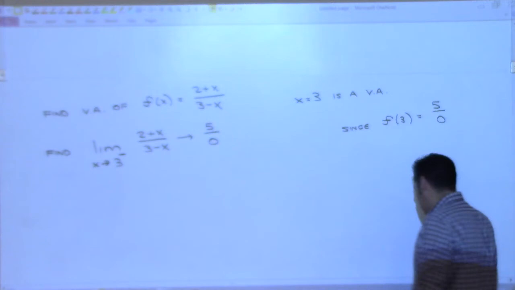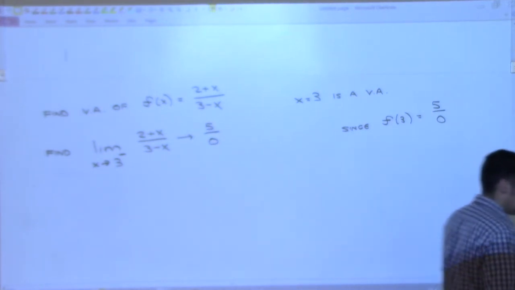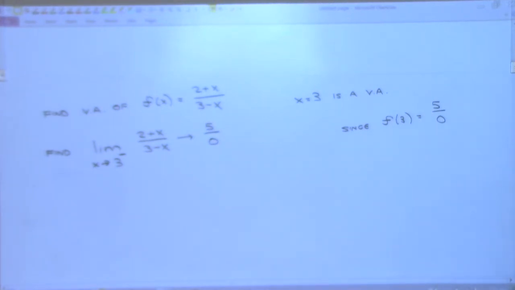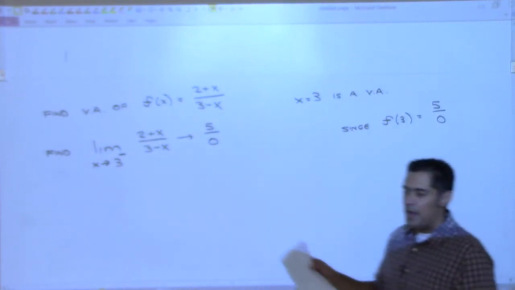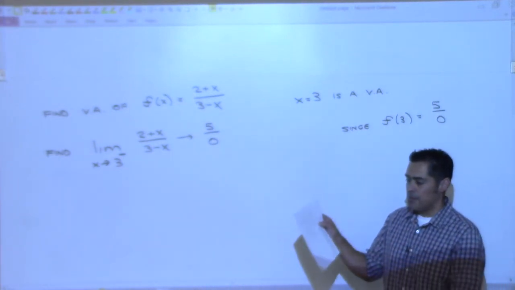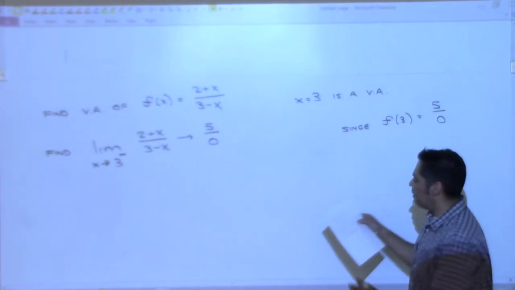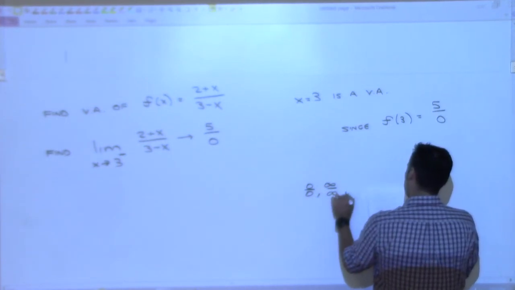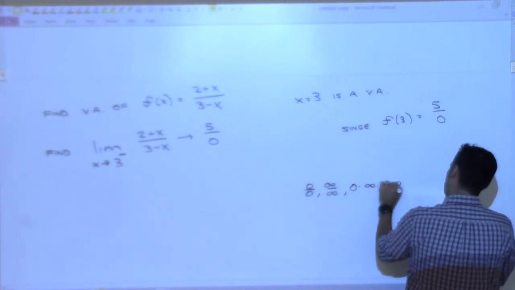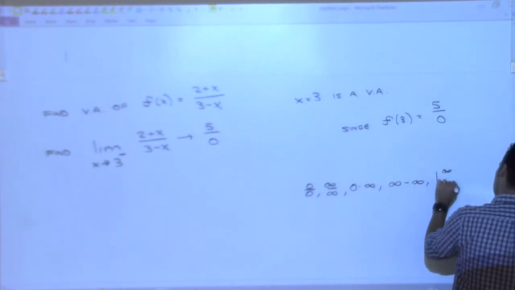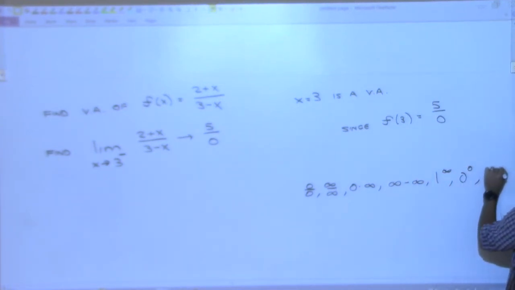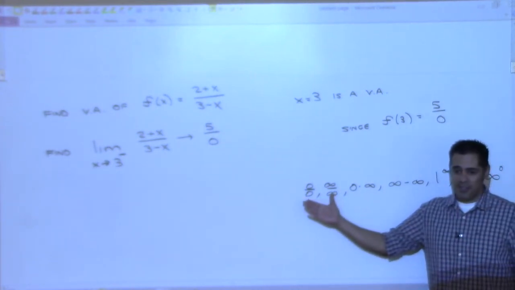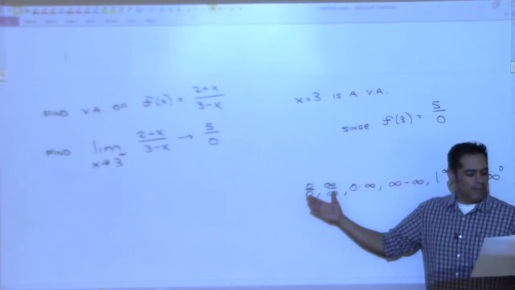Now, look at the sheet I handed you today. There's lots of different things that can happen when we take limits. I know it's hard to see this, but do you see that first box in the top left? It says 0 over 0, infinity over infinity, 0 times infinity, infinity minus infinity, 1 to the infinity, 0 to the 0, and infinity to the 0. Do you see all those? Okay. Anytime we ever see anything like this, when we take a limit, we are going to do what? Some algebra or some trick, right?